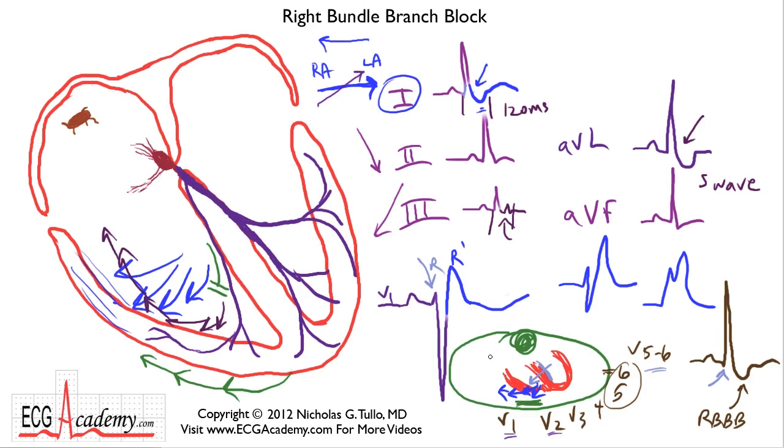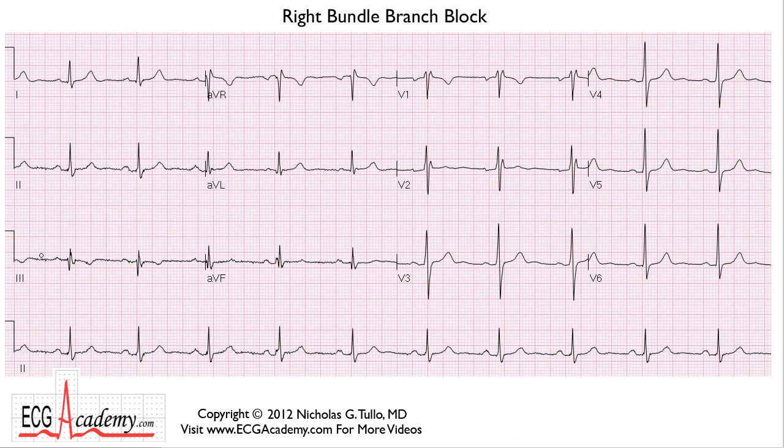Okay, but this is just a physiologic explanation as far as why a right bundle branch block looks this way. Okay, well, let's get to some tracings. Okay, so here's a normal sinus rhythm at a rate of about 70 beats per minute with a normal PR interval.